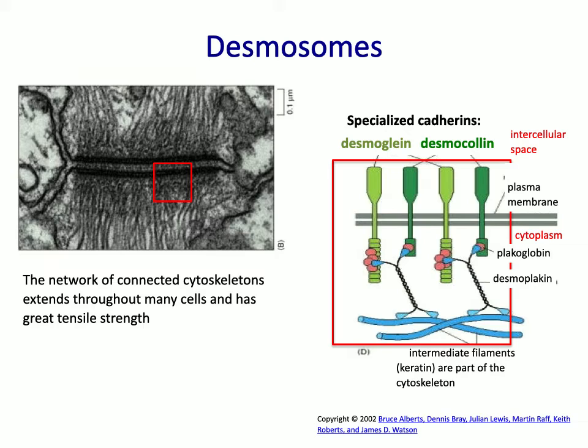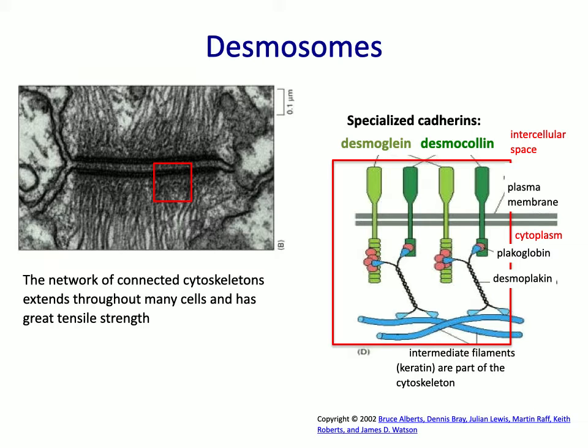In this beautiful electron micrograph of a desmosome, you can see how extensively the intracellular plaque is bound to the filaments of the cytoskeleton. Desmosomes contribute to the structure. They hold the cells together, but they also give great tensile strength to the tissue as a whole because of this extensive connection to the cytoskeleton.